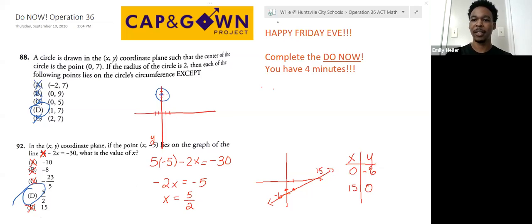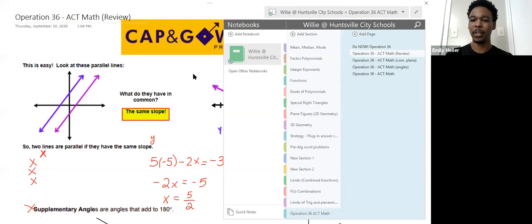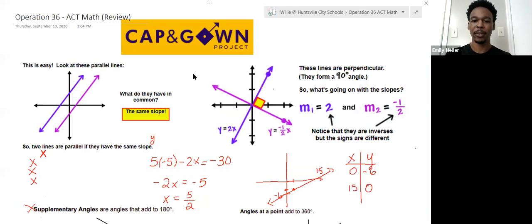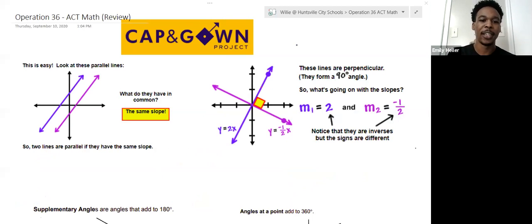Can I move some things? Here we go. Okay, just a quick review of some things that we need while we're doing this. Parallel lines look like this, and they have the same slope, okay? They'll never touch, have the same slope. Something to remember for today and throughout your mathematical career, okay?